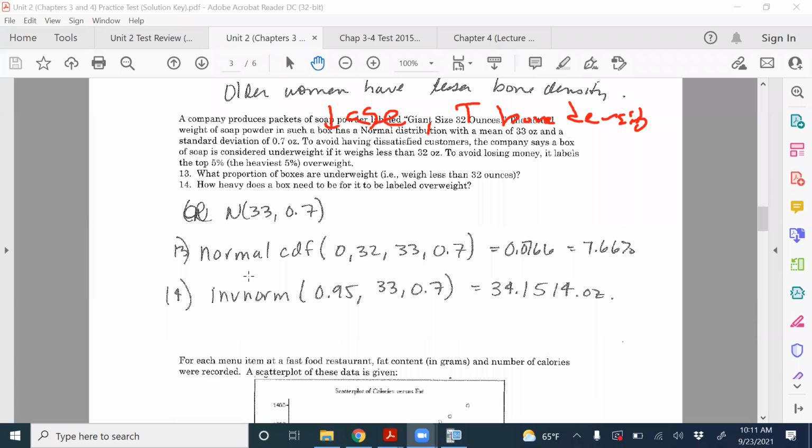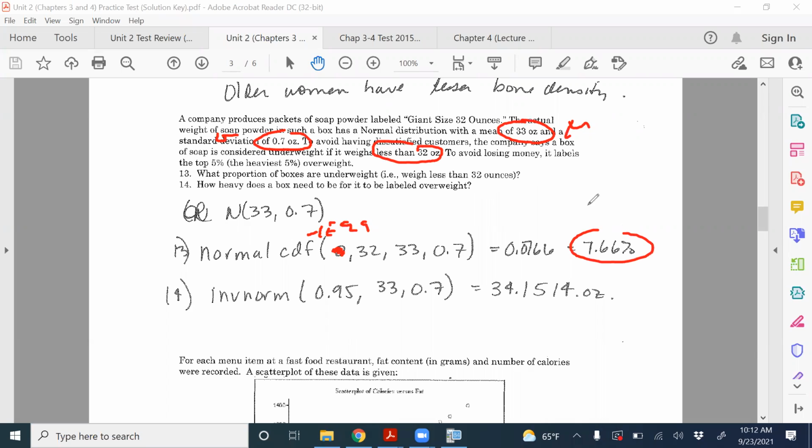13, 14, more of the same stuff as before. Just use your calculator. You're given all these different means and standard deviations, but just in the context. So this is my mean, that's mu. That's my sigma, that's my standard deviation. You're told you're underweight if you're less than 32 ounces. So to be underweight, I need to go to the left of 32. So this should be -1 E99. That's what we usually do.